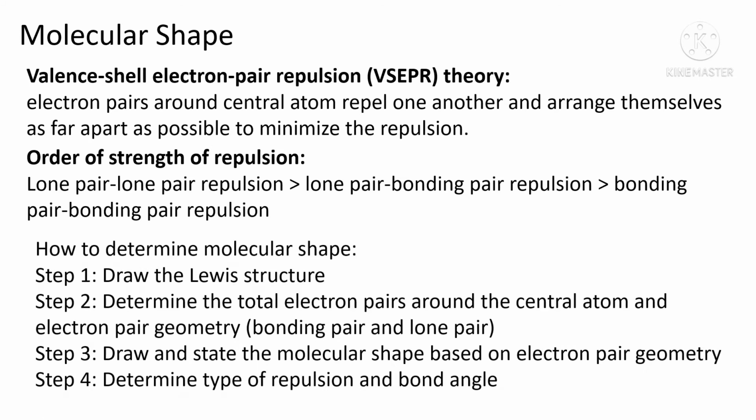To determine the molecular shape of a molecule, we just need to follow 4 steps. In step 1, we draw the Lewis structure first. Then in step 2, we determine the total electron pairs around the central atom and determine the electron pair geometry. In step 3, we draw the molecular shape and state the molecular shape based on the electron pair geometry. And in step 4, we determine the type of repulsion around the central atom and also the bond angle in the molecule.